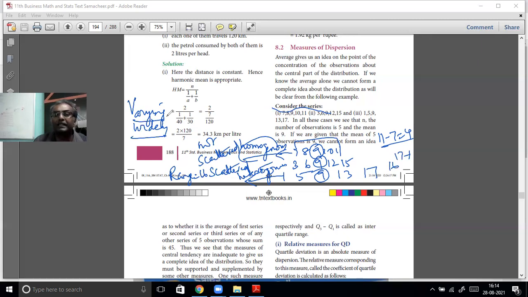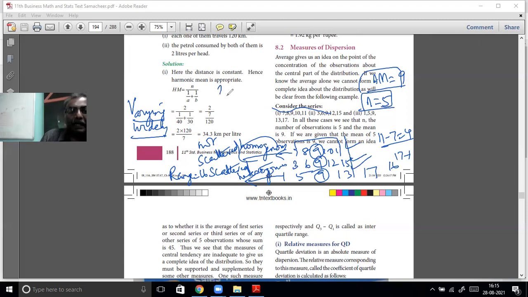So the same average is coming. The same n is also equal to 5. See, that is the beauty of it. Arithmetic mean is equal to 9, and n is also equal to 5. So you will think that all the three must be the same number series, but they are not. They are completely different number series. So how to find out now whether they are different or not? To get the idea that these three are different, one is very homogeneous, one is extremely heterogeneous, one is in between. For that only you have the measure of dispersion.